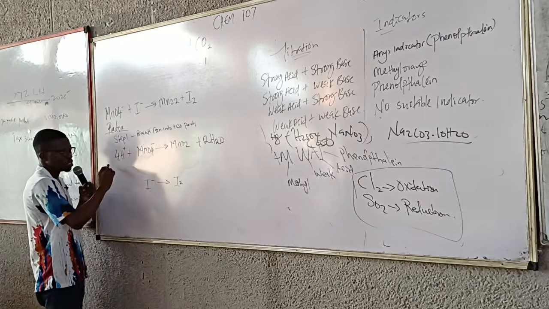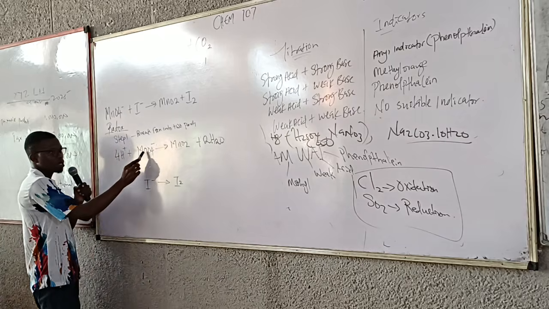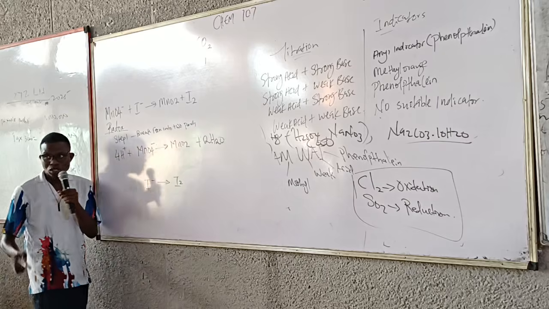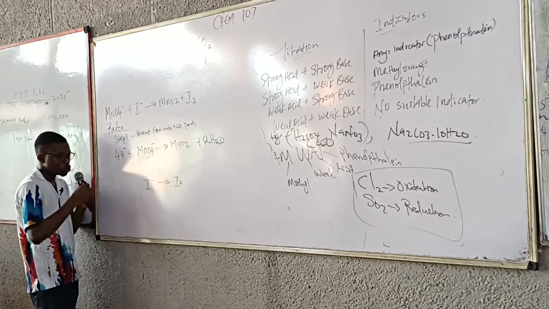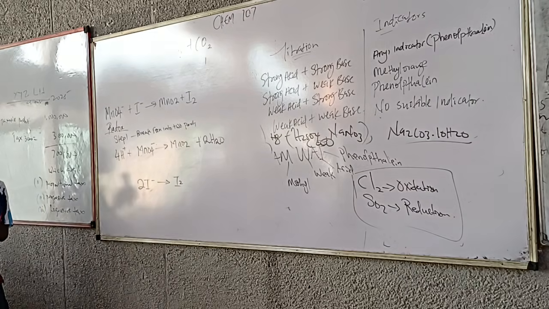So let's come to this side now. The atoms are balanced. 4 hydrogen, 4 hydrogen, 1 manganese, 1 manganese, 4 atoms of oxygen, 2 plus this 2, 4. So it is balanced. Atoms are balanced. Come to this side. This is 2 atoms. This is 1. Just introduce 2 here. So this one is balanced.